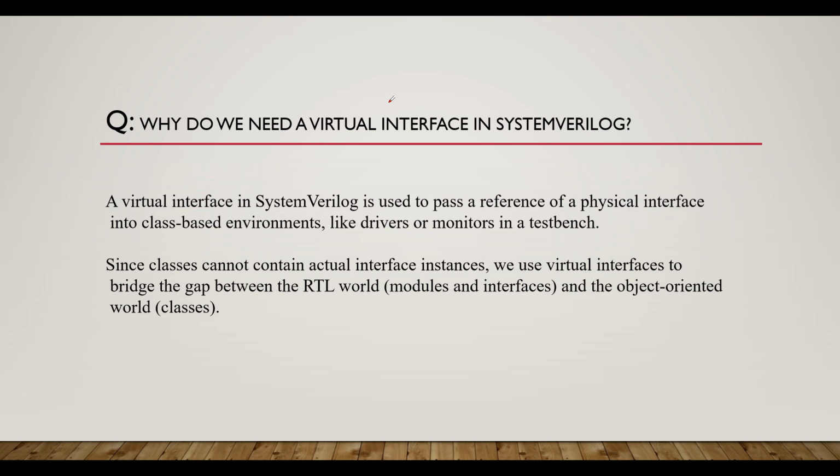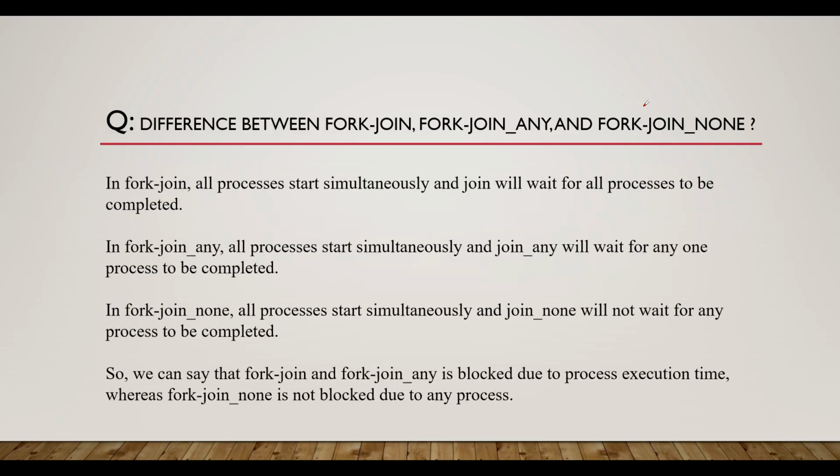It will just point to your physical interface. Your class is a dynamic entity, whereas your interface is a static entity. So to use the interface in your class, that's why you are using the virtual interface. Your virtual interface is nothing but just pointing to your actual interface. Since your class is a dynamic entity, we are not able to directly integrate our interface in the class because our interface is static, and that's why we are using the virtual interface. I hope it is clear. Now let's jump to the next question.